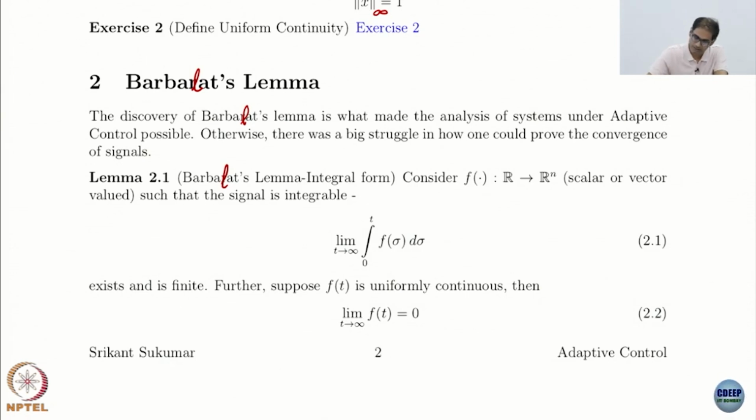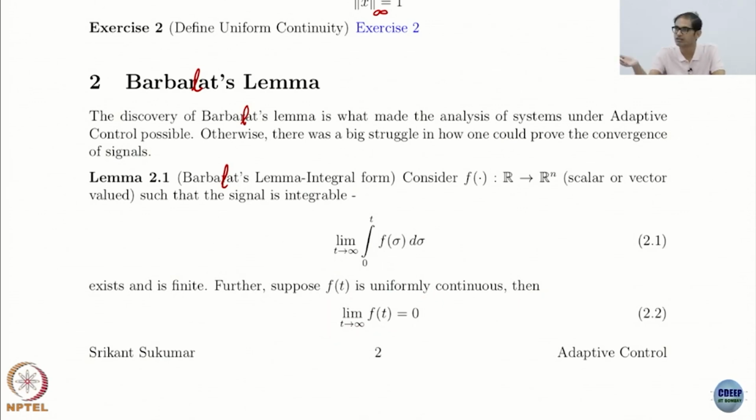So what is Barbalat's lemma saying? It is a convergence result, like I said. It says that if you have a function, which can be scalar or vector valued, it does not matter, of course a function of time, therefore it goes from R to R, such that the signal is integrable. What does integrable mean? Integrable means that this integral exists and is finite. So if you integrate it from 0 to infinity, it exists and is finite. Further, suppose f is uniformly continuous. Then the limit as t goes to infinity of f of t is 0.